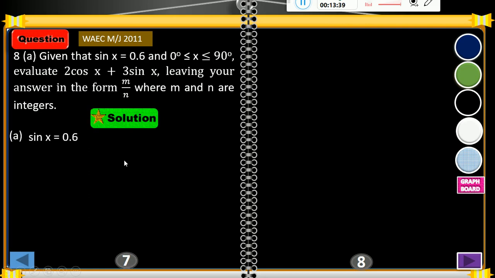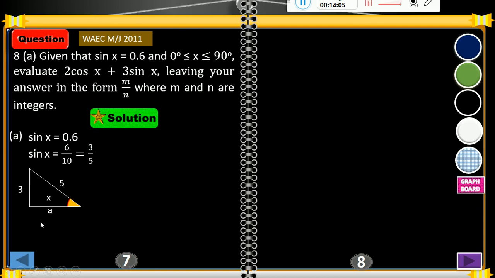Sin X is equal to 0.6. In decimal, that will give us 6 over 10. Simplify to 3 over 5. Now we're going to represent this in a triangle. This is the opposite, and this is the hypotenuse. Hypotenuse is the longest side of the triangle, that is 5. And the opposite to the angle indicated there, X, is 3. So now the unknown side is A.